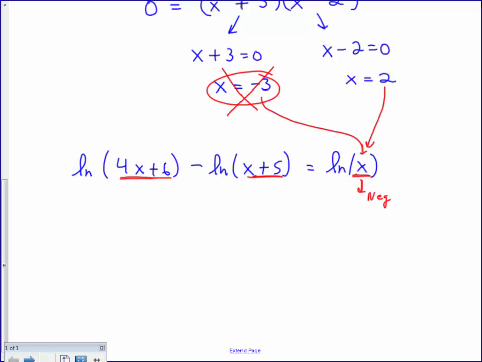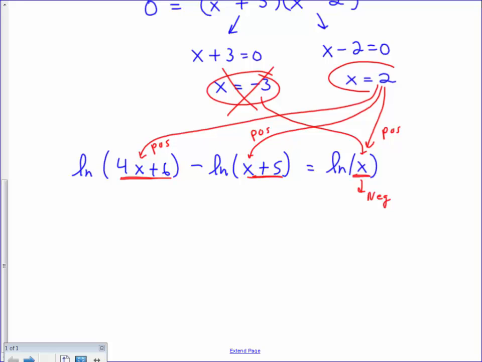If I plug the 2 in, it'll result in a positive argument. It's good there. If I plug the 2 in here, I'll have 2 plus 5. That's a positive value. And then finally, if I plug the 2 in here, I'll have 4 times 2, which is 8, and then plus 6. That's going to result in a positive value. And so x equals 2 is an okay answer.